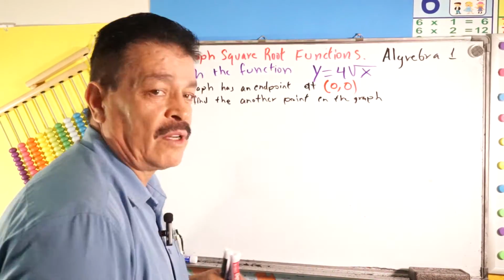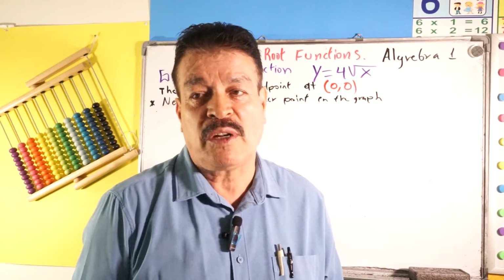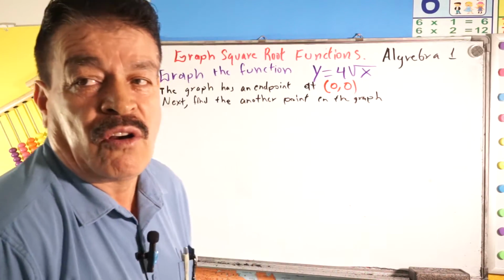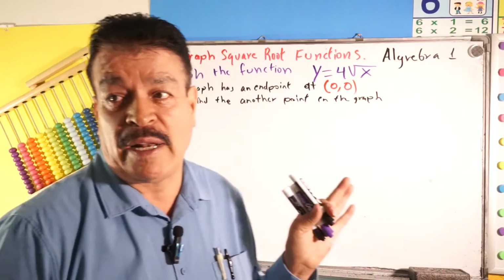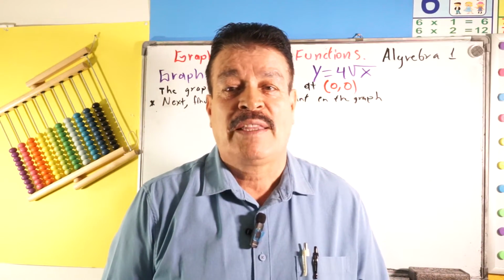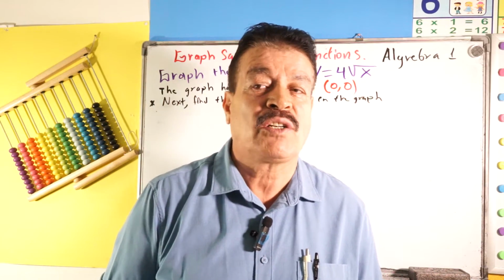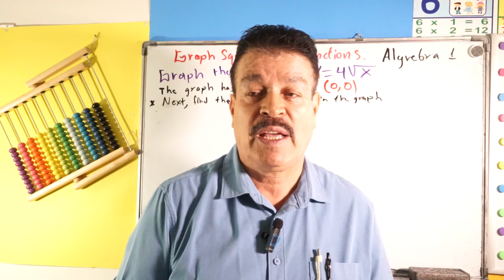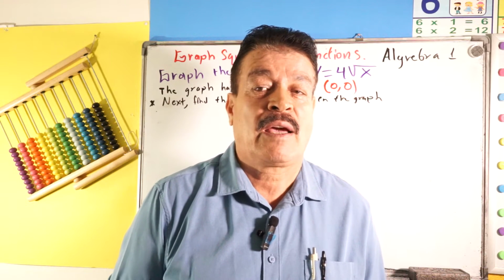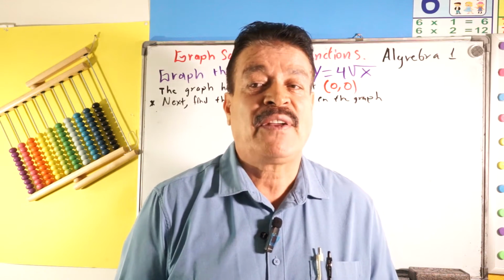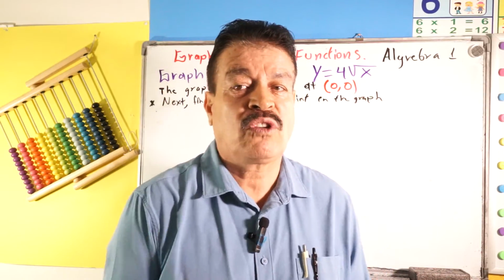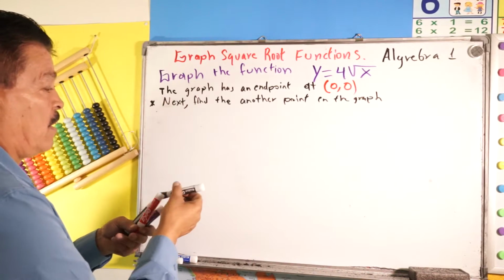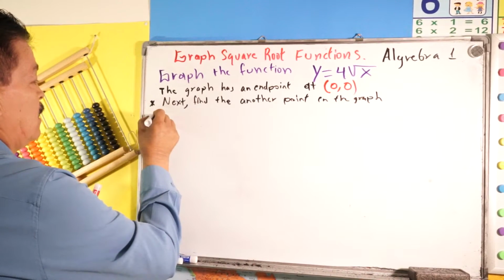Because we have only one point right now, we need another point. So evaluate the function at the x value that corresponds to the integer y value. That will be where x is a perfect square.